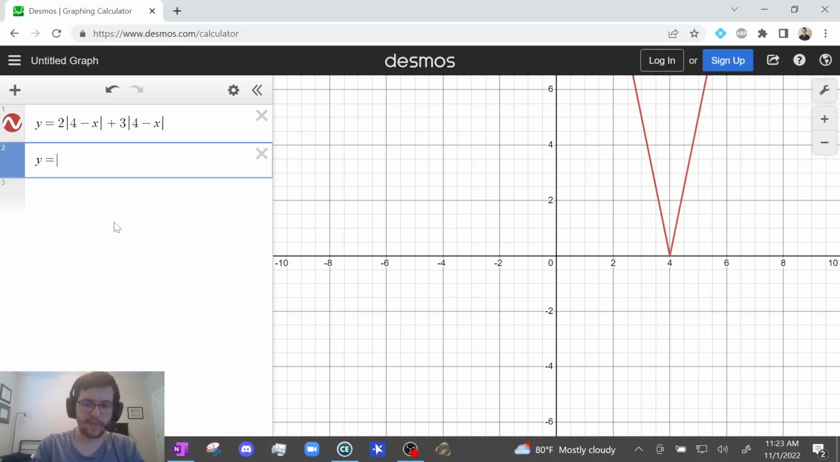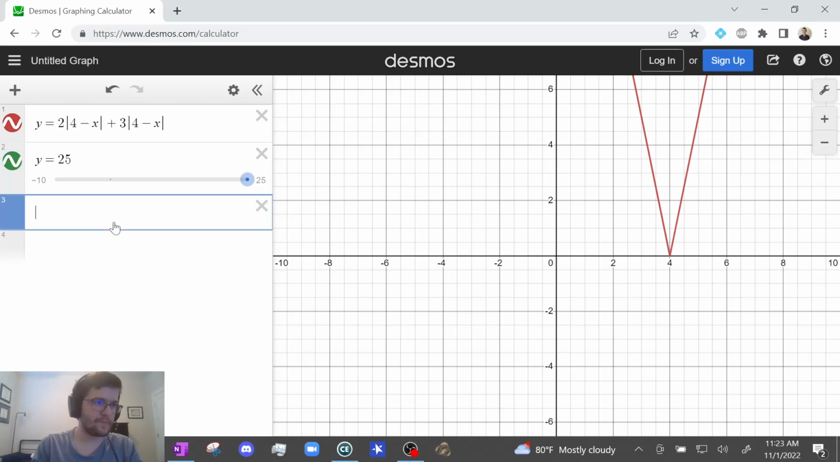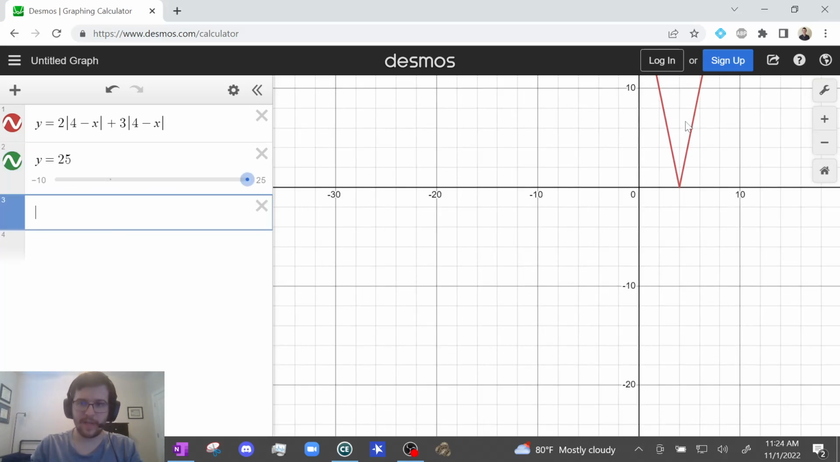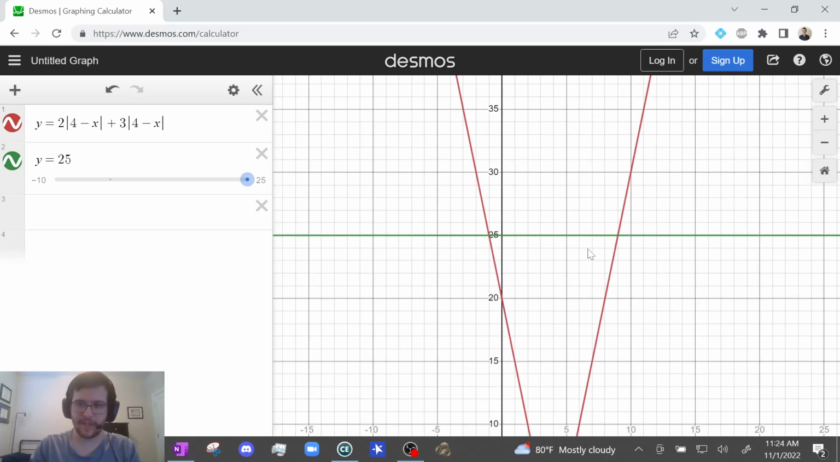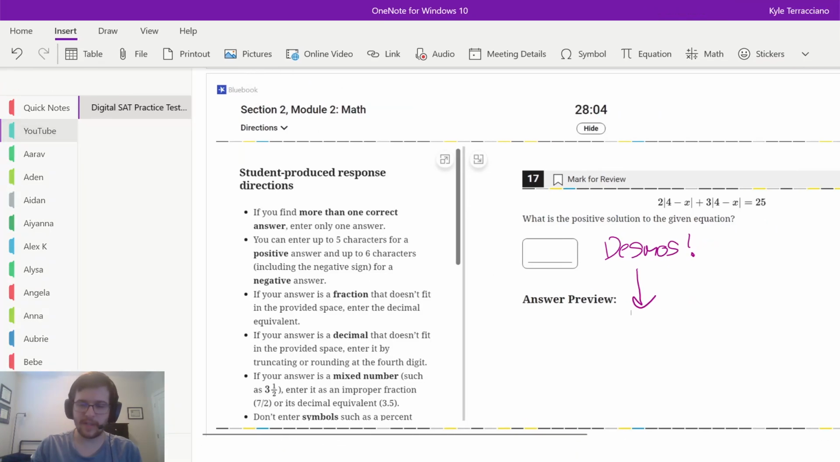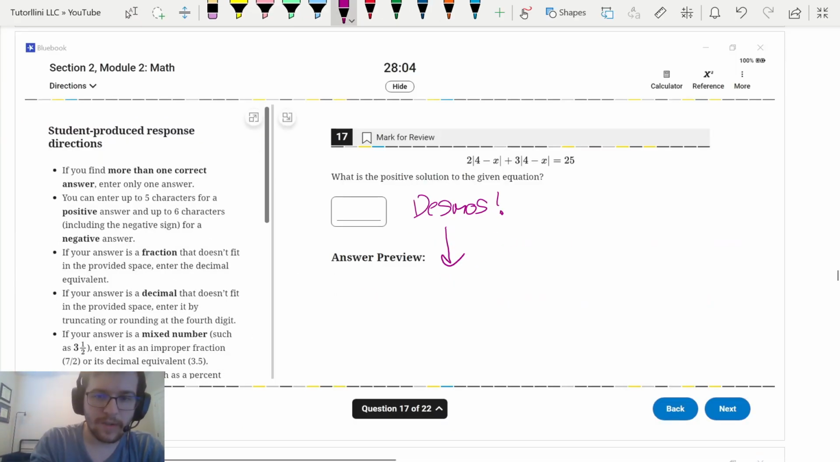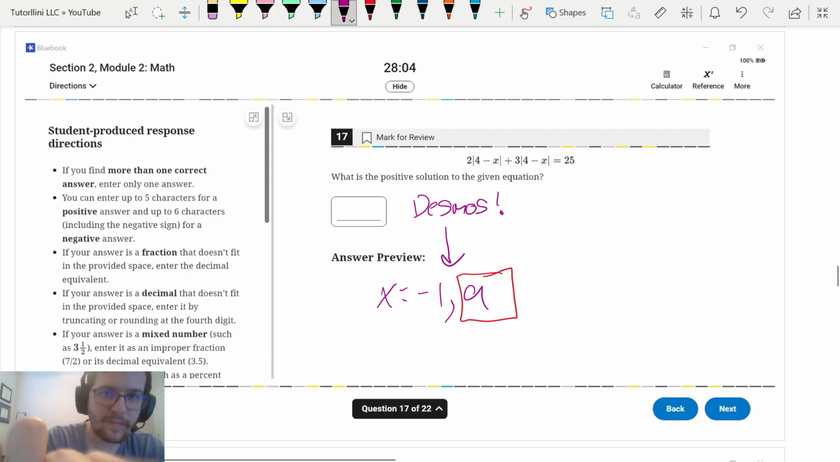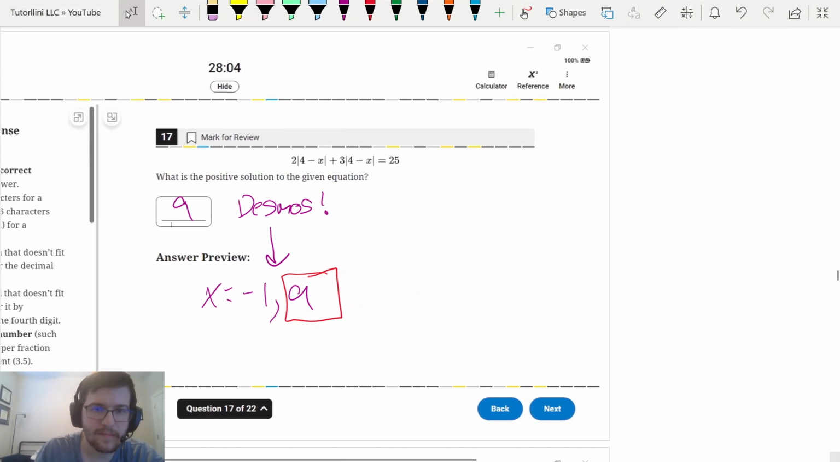And then we do separately y equals 25. All right, let's zoom out. Okay, it's over here. We get this guy and this guy. Okay, so the x values, the solutions, are -1 and 9. Okay, let me write that down. So x equals -1 and 9. And it wants us to find the positive solution. And it's 9. Okay, wow, that was really quick.